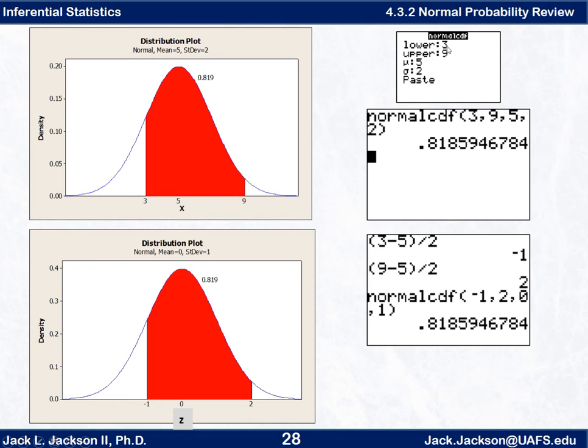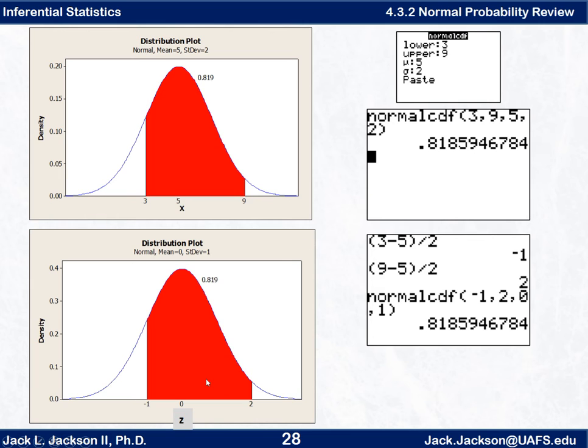and it'll put it in your calculator like this. Some of you may not have this little wizard thing. You just have to put it in directly. But anyway, it's normal CDF 3, 9, 5, 2, and you get that probability, which is the same as this red shaded area there. I got the graph out of a program called Minitab, and it comes up to be 0.819, which is this rounded off to 3 decimal places.